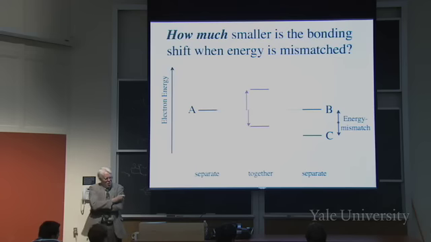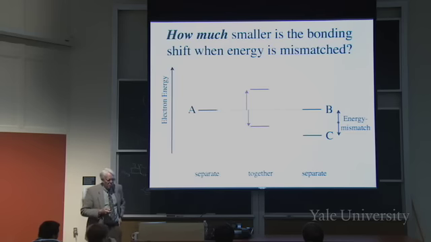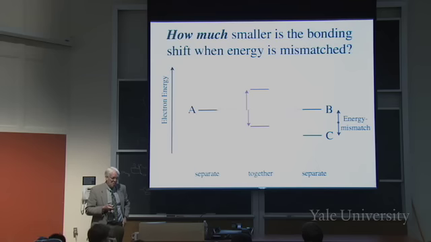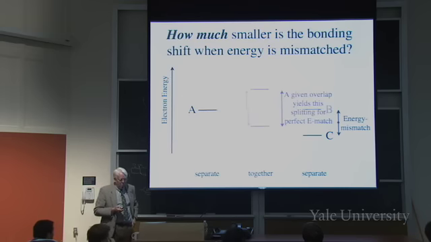Now, how much smaller is that bonding shift? When they were mismatched, they didn't shift as much with the same overlap. How much less? Exactly where does it end up? Well, that's not so crucially important to you, but there's a neat trick you can do to see that. Suppose we have that much energy mismatch, okay? And the red dot is halfway between B and C, or between A and C, since A and B are the same energy. Now, when A and B were perfectly matched in energy, that's how much splitting you got from that amount of overlap.